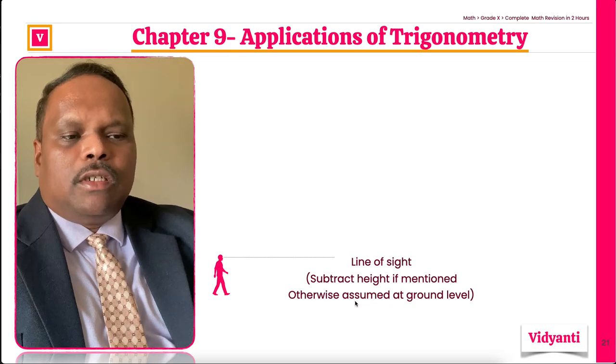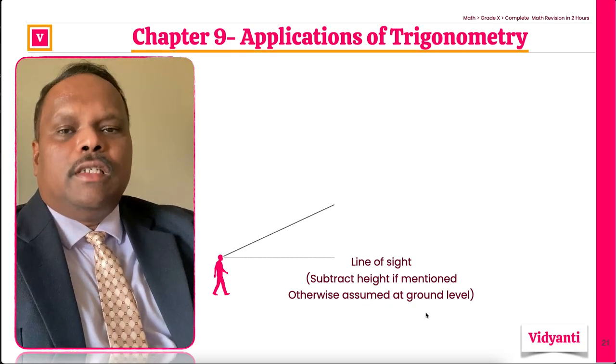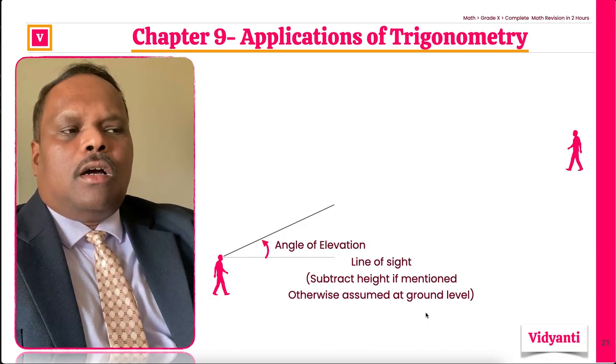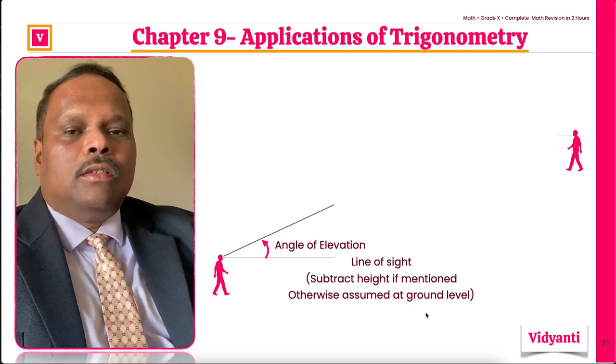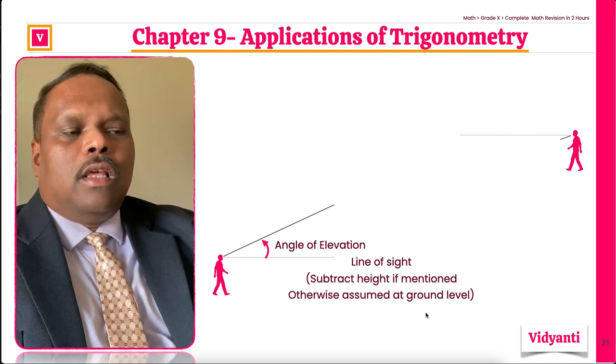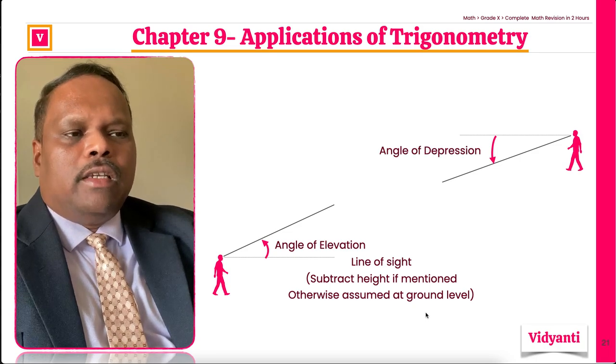Subtract the height if it is mentioned, otherwise assume the observer is at ground level. Now, if the person is raising his eyesight level, then it is the angle of elevation. On the other hand, if he is standing on the top of a tower, mountain or lighthouse and all those things, then he may be looking down. So, in that case, it is the angle of depression.